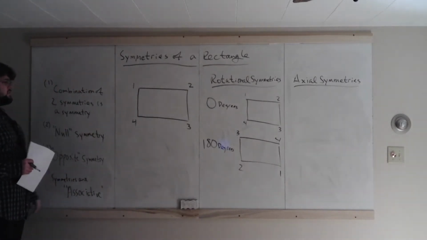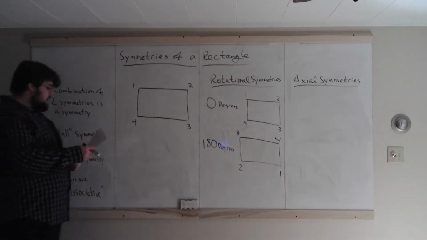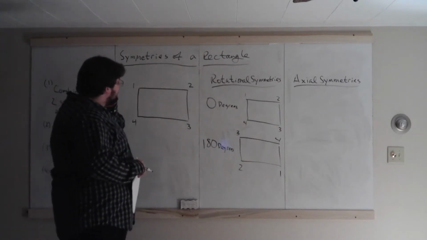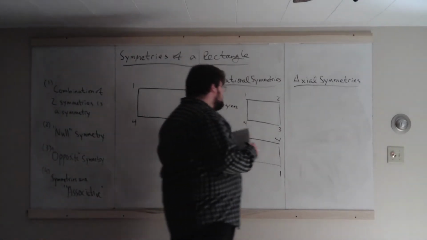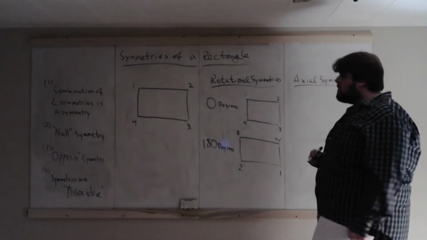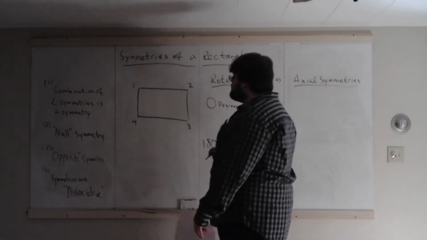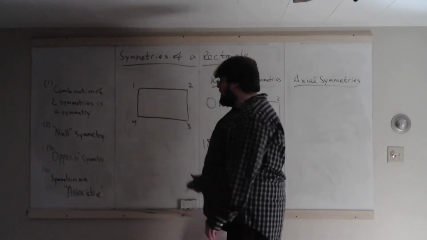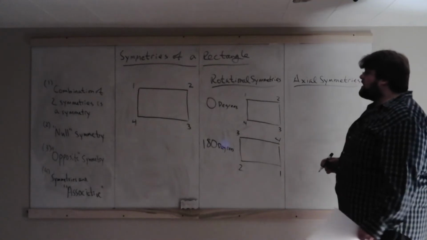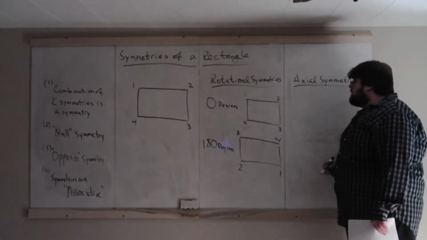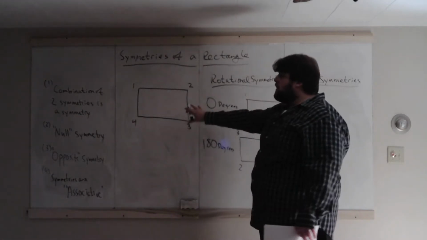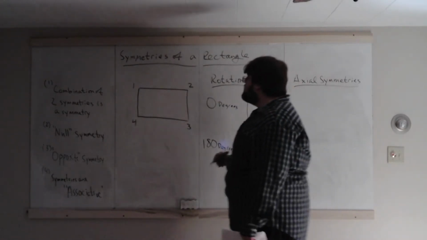Now, axial symmetries, maybe I should, I might need more space. Maybe I won't, let's see. In axial symmetry, the way I like to see them is by drawing a vertical or a horizontal or a diagonal line, any straight line through this, and rotating it about that axis. So what I'm going to do is draw the line over here and draw the result over here.